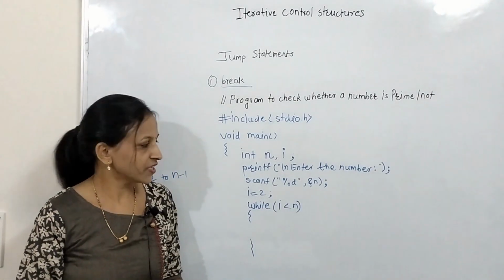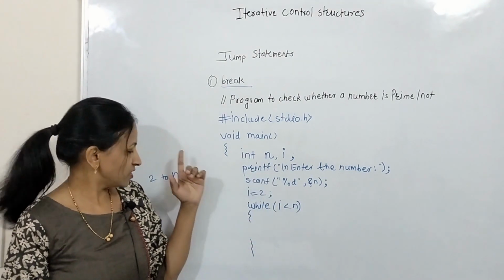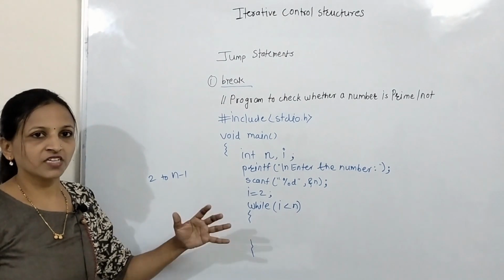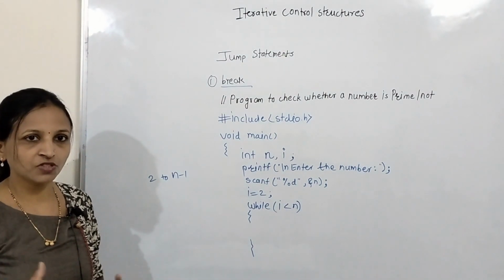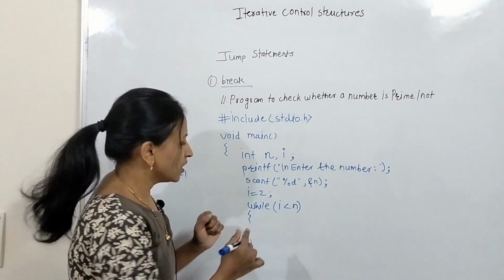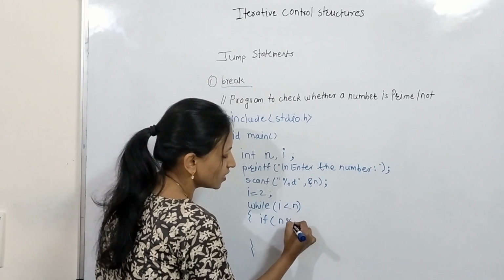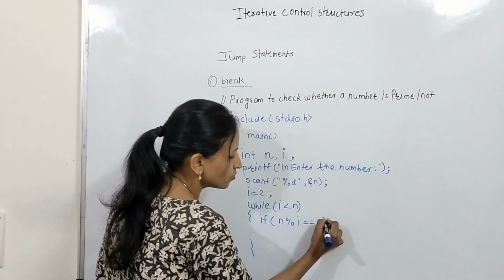Here what process should be repeated? We have to check whether that n is divisible by that i. Getting? n is divisible by 2, 3, 4, 5, 6 up to n minus 1. What are those 2, 3, 4, 5, 6? For that we have used this i counter variable. That's why we will write here, if n modulus i is equal to 0.